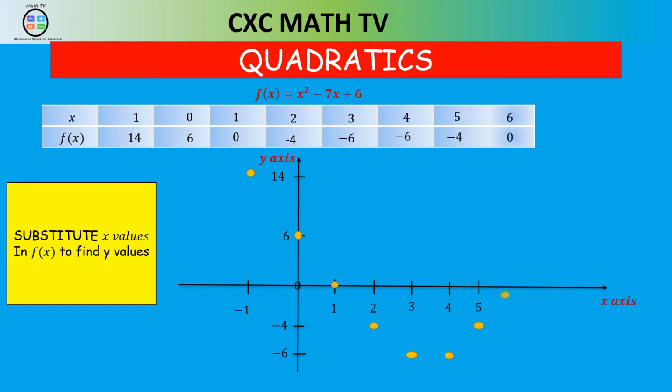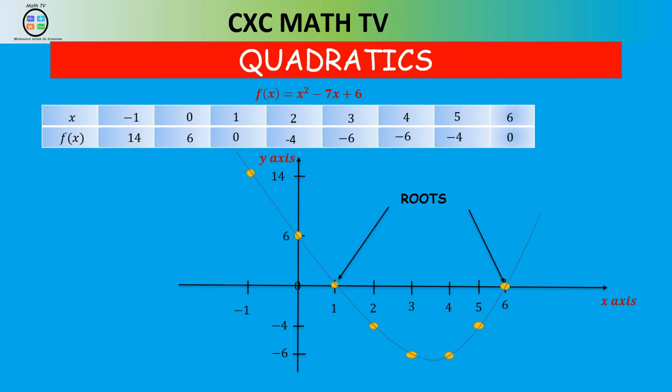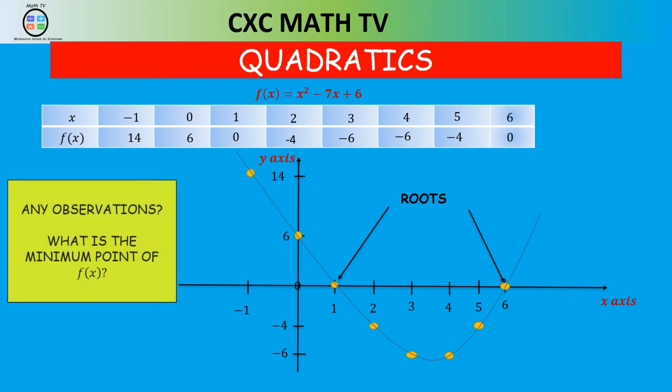When we draw that curve, this is what we're getting. Beautiful. As we get that curve right there, we can see the roots are x being 1 and 6, where it cuts the x-axis. Beautiful. Now, did you observe anything? And what if I were to ask you, what is the minimum point of f(x)?